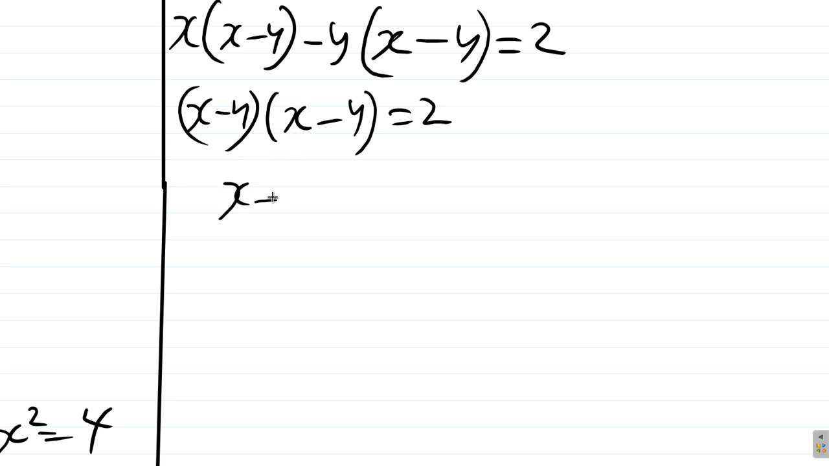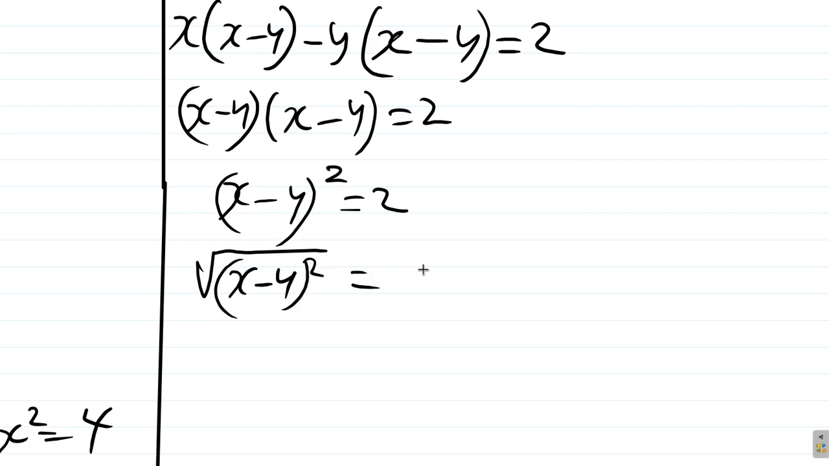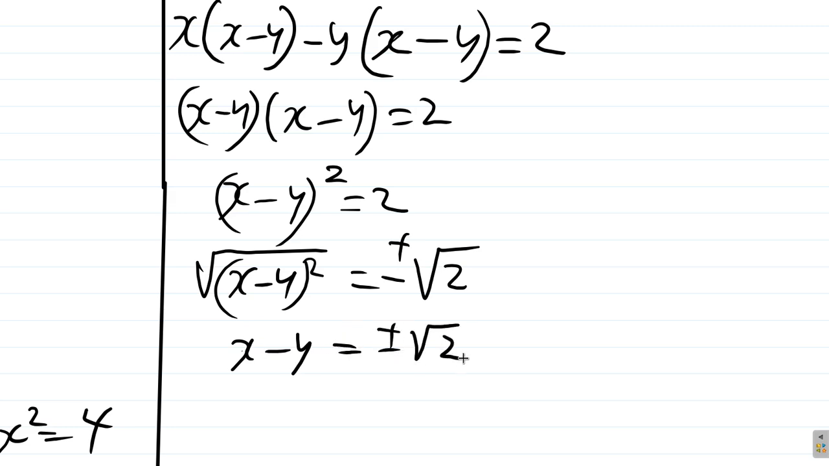Now, this means x minus y squared equals 2. So if you square root both sides, the square root of x minus y squared is going to be the square root of 2, but it's positive and negative square root of 2. So you have x minus y equals positive and negative square root of 2. Now, negative y is equal to positive and negative square root of 2 minus x.